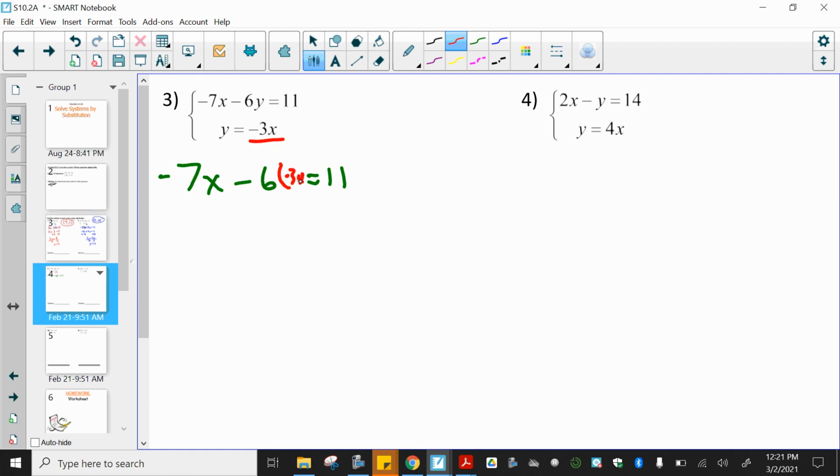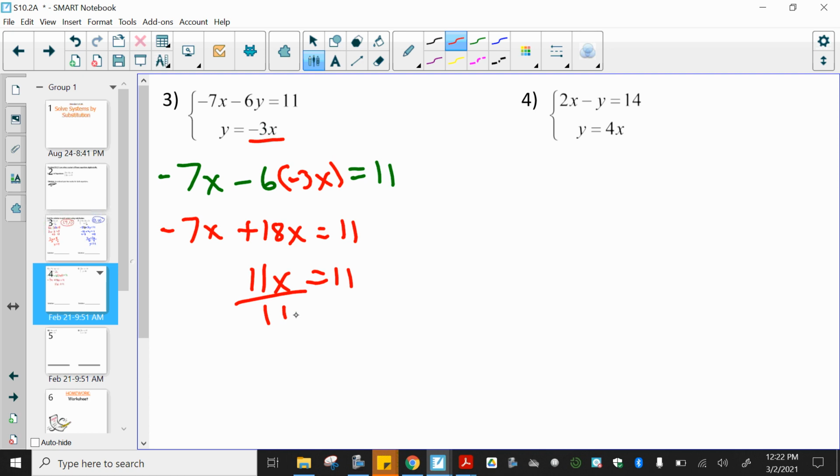Minus 3x. Alright, you might want to not even do it that way. I'm going to rewrite it here. Minus 3x equals 11. Alright, so now I'm going to multiply. Bring this down. Negative 7x. Negative 6 times negative 3x will be plus 18x equals 11. I'm going to put these together. Negative 7x plus 18x makes 11x equals 11. Divide both sides by 11 to get x equals 1.